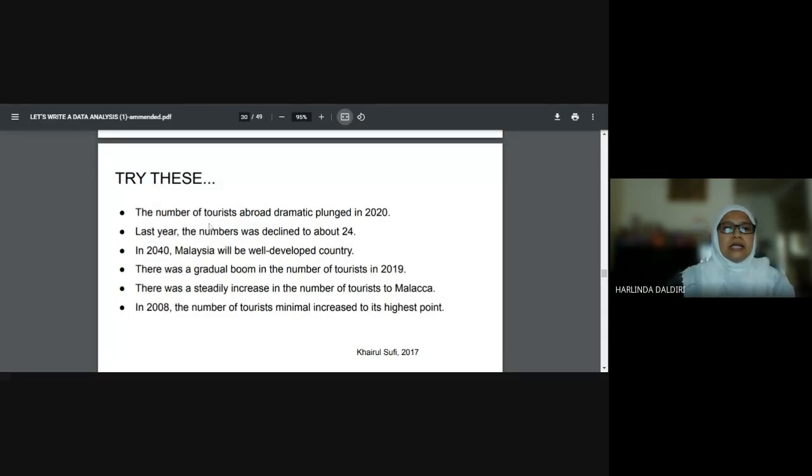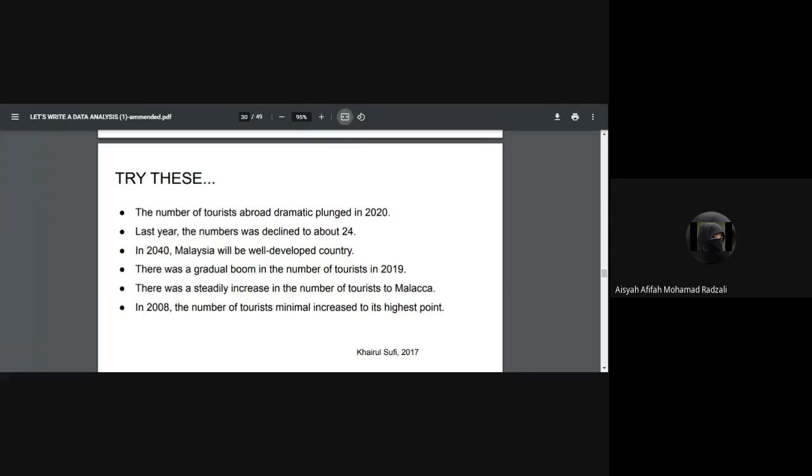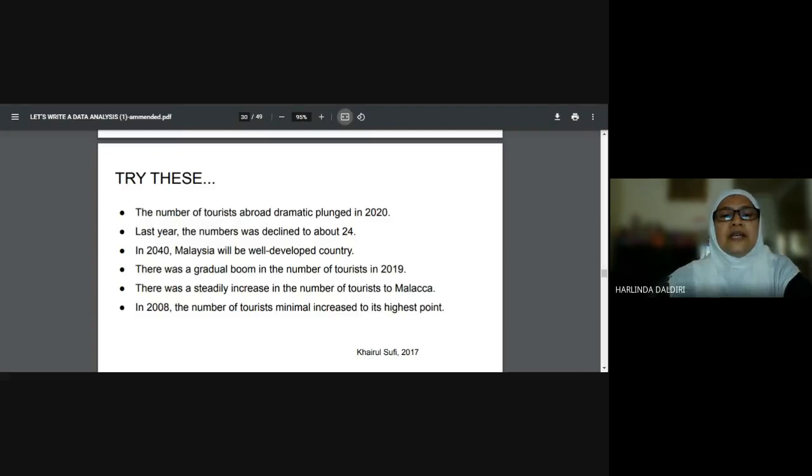Try this. "The number of tourists abroad dramatic plunge into 2020." What's wrong with this? Can anybody, somebody want to try? Which one should be corrected here? Who wants to try to make the correction? "The number of tourists abroad plunged dramatically in 2020." Yes, very good. If you are in front of me, I will give you a chocolate.